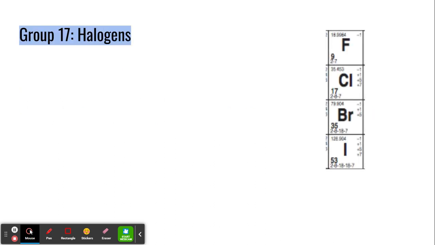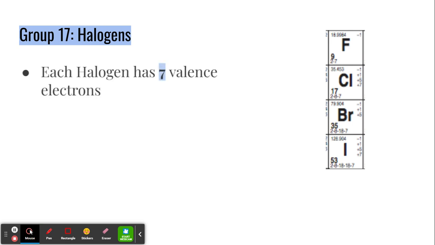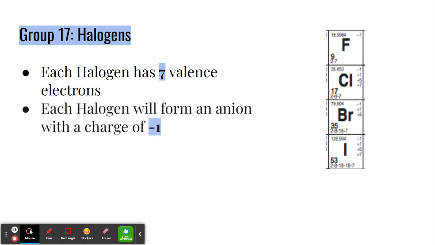Halogens are group 17. They are the second most rightward group on the periodic table. Each halogen has 7 valence electrons. Let's recall that a full valence shell has 8 electrons, meaning halogens will gain 1 electron in order to have that electrostatically stable, full 8-electron valence shell. Thus, if they are gaining an electron, they will be a negative ion, or an anion, with a charge of -1.